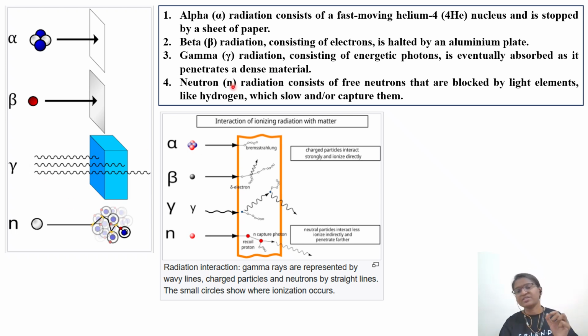Coming to the last one, that is neutron. Neutron radiation consists of free neutrons that are blocked by light elements like hydrogen, which slow or capture them. So hydrogen will either capture or absorb these neutrons. So in the radiation interaction diagram, gamma rays are represented by wavy lines, charged particles and neutrons by straight lines. Smaller circles show where ionization takes place.